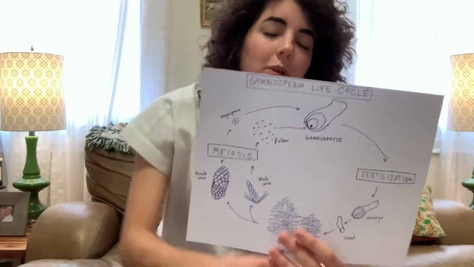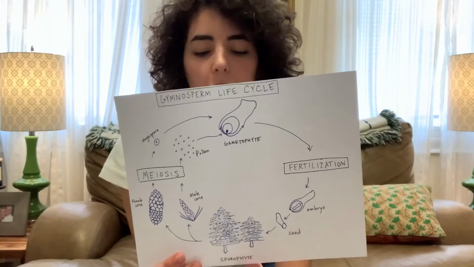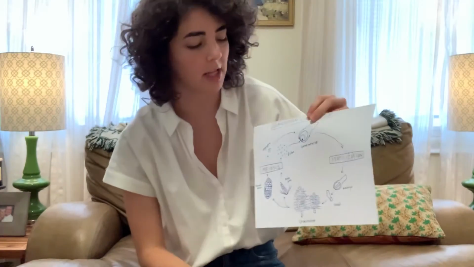Fertilization occurs, we get an embryo, and then we get a seed, which will then grow into the sporophyte once it finds somewhere to land and germinate. So this is our gymnosperm life cycle.